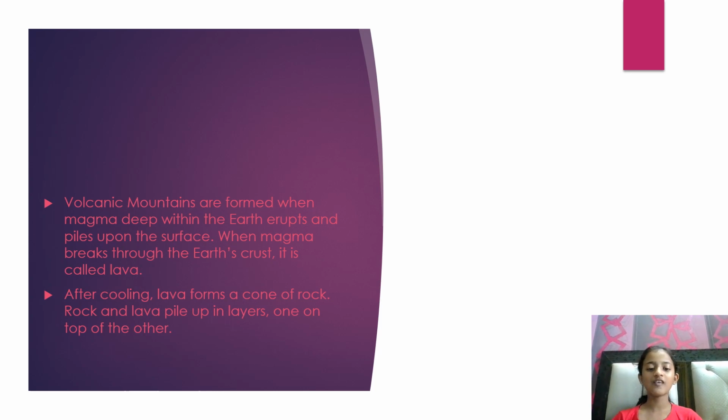After cooling, lava forms a cone of rock. Cone of rock means whole rock. Rock and lava pile up in layers, one on top of the other, for the formation of other landforms.